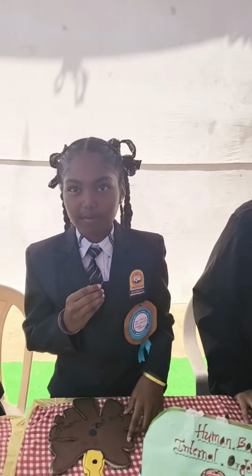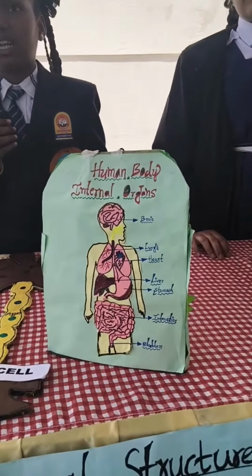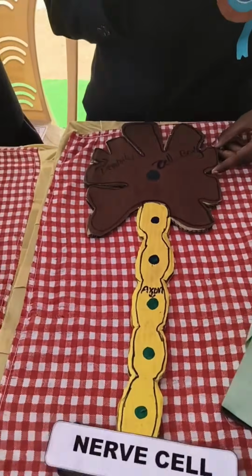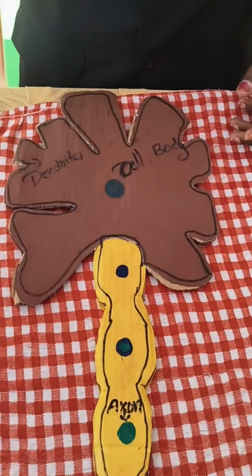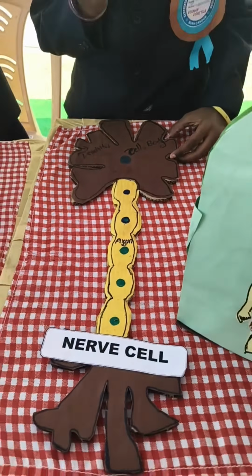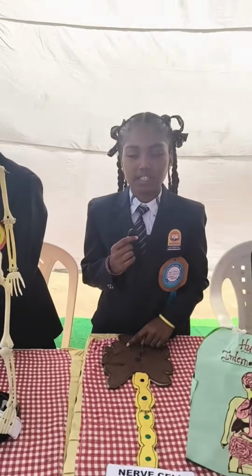Good morning, sir. Myself Srivashni. I am from 5th standard. Now I am going to explain about nerve cell. Nerve cells or neurons are the fundamental electric signaling units of the nervous system, transmitting information throughout the body via electric impulses, with over 100 billion in the brain. These cells feature a cell body, dendrites for receiving signals, and an axon for sending messages, acting as the body's communication network. Types of neurons.